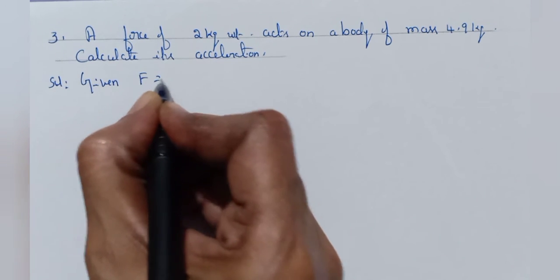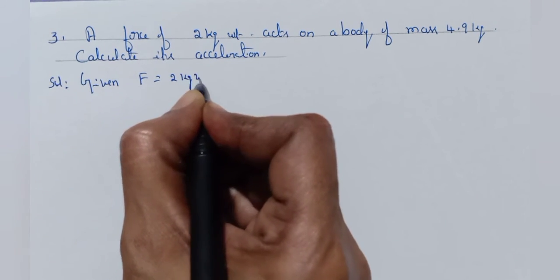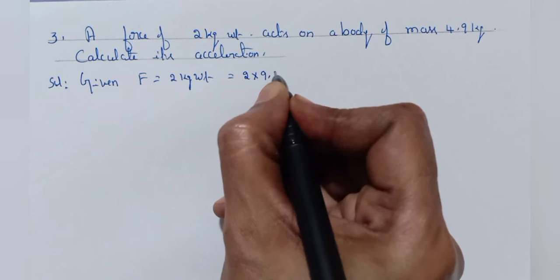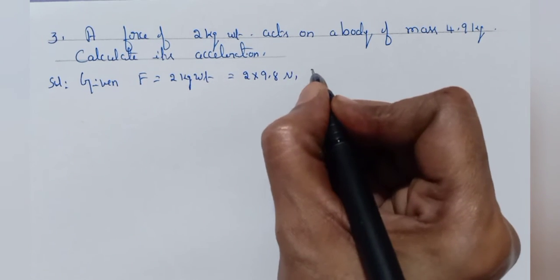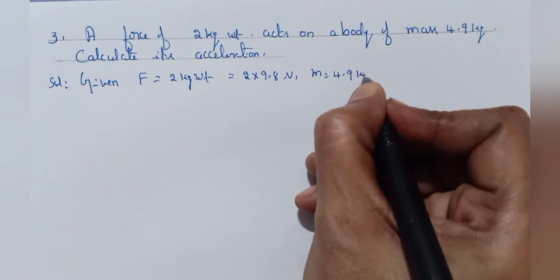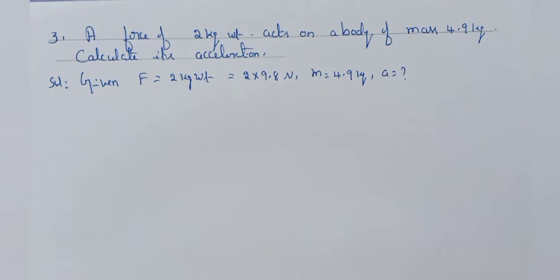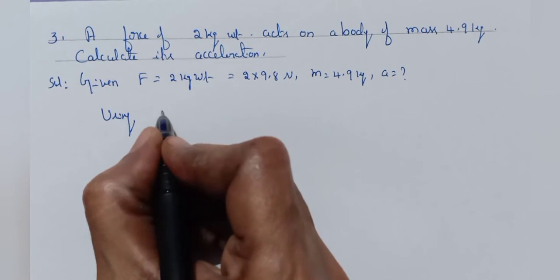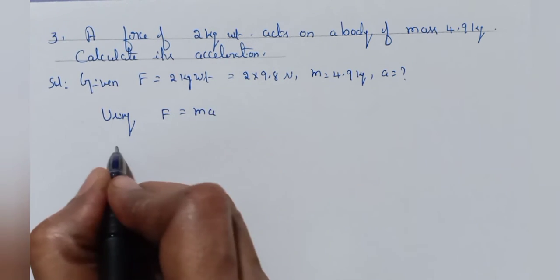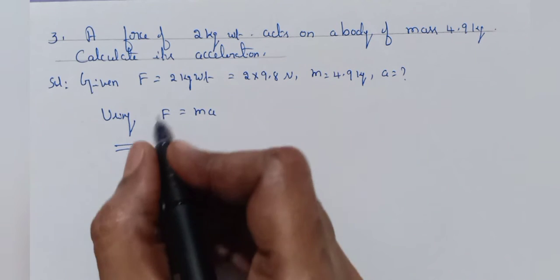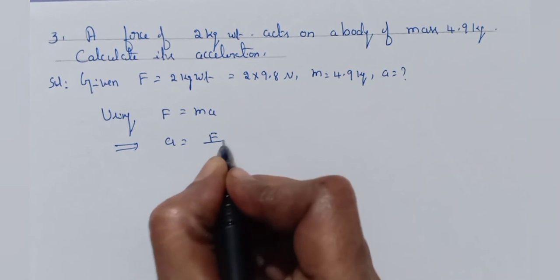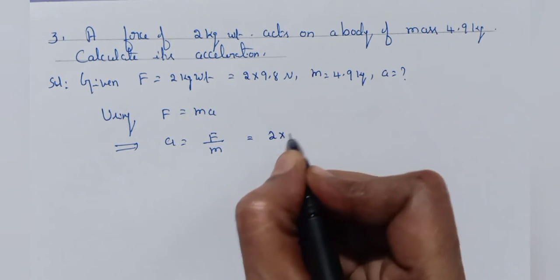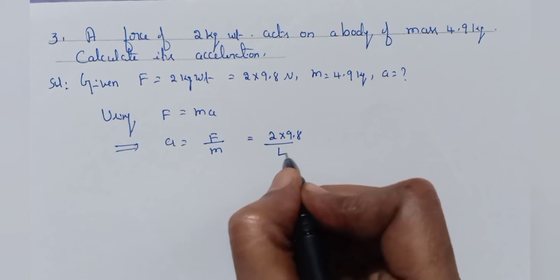F is 2 kg weight. You know 1 kg weight is equal to 9.8 Newton. So F is 2 into 9.8 Newton, and the mass m is given as 4.9 kg, and then find out the acceleration a. Now using F is equal to ma, we can find out the acceleration. So a is equal to F by m, we can write. Now substitute for F, 2 into 9.8, and the mass is 4.9.